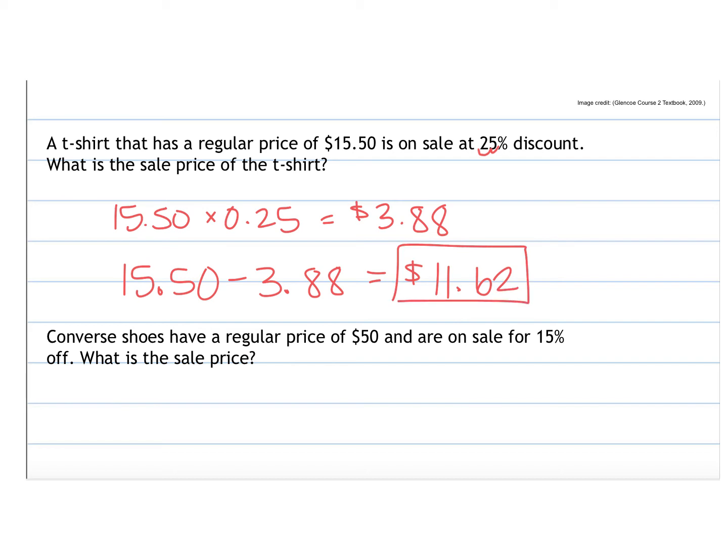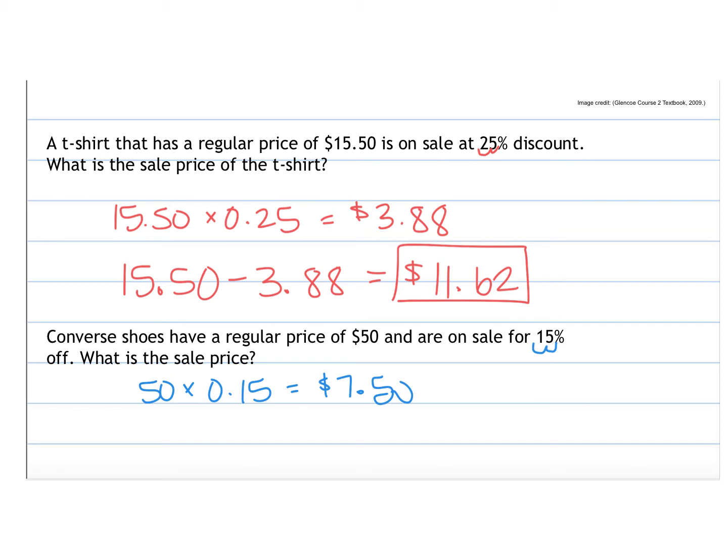Next one, Converse shoes have a regular price of $50 and they are on sale for 15%. What is the sale price? So again, I'm going to turn my percent into a decimal and multiply that by the original price of the item. So 50 times 0.15, which when I do that on my calculator is $7.50. So that's the discount. That's how much money we are saving.